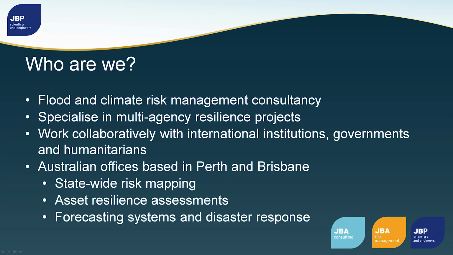So who we are as a company, this will give you a little bit of background in terms of why I'm talking about this and the data I'm showing. JBP is part of a big group called JBA. We're a flood and climate risk management consultancy, and we specialize in multi-agent resilient projects, but we mostly focus on flood risk. And particularly we work collaboratively with a lot of international institutions, governments and humanitarian organizations.